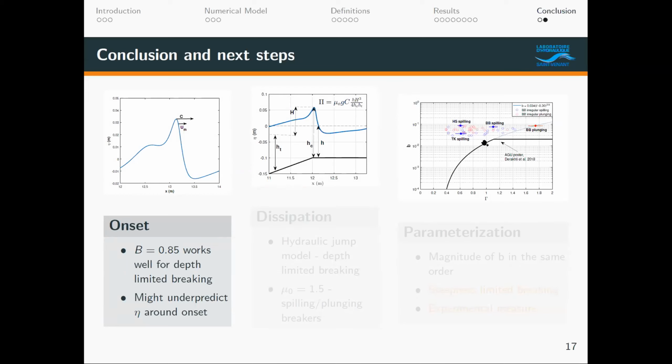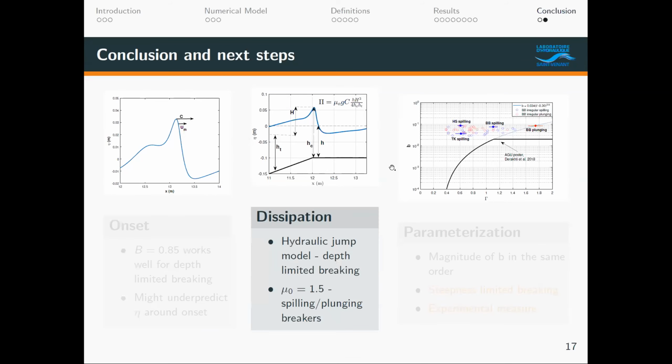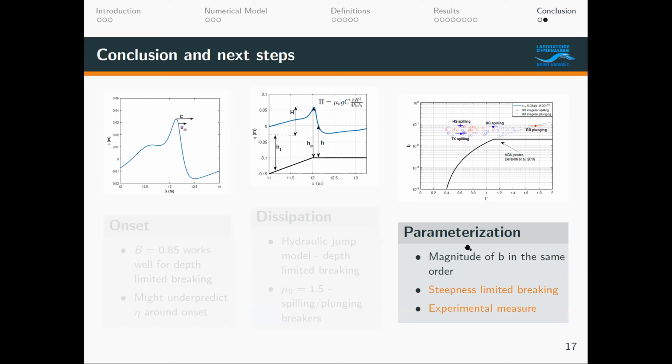Okay, all right. So to conclude, we saw onset at 0.85. It works well for depth limited breaking, but it might underpredict the wave elevation at or around the onset. And the hydraulic jump model works well for depth limited breaking for the series of test cases that we saw. And even though this constant mu naught equal to 1 is first calibrated for spilling breakers, and we tested it for just a couple of plunging breakers, one regular and one irregular, they both seem to give pretty accurate results.